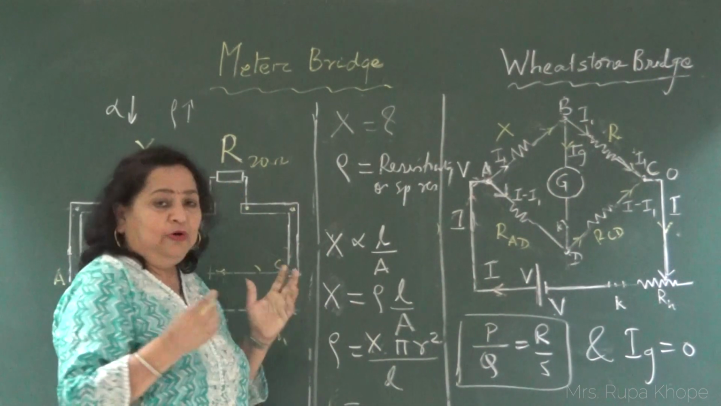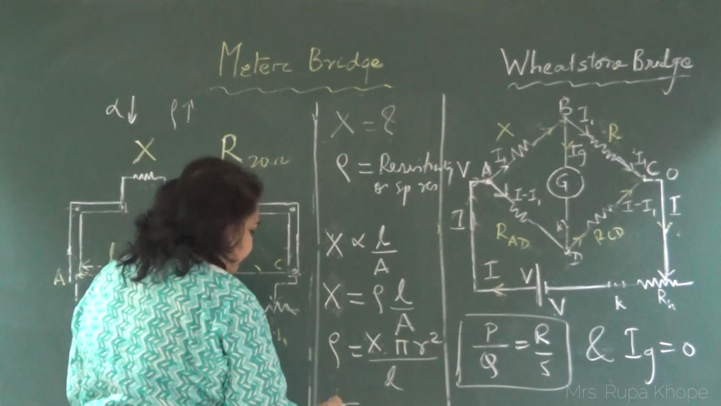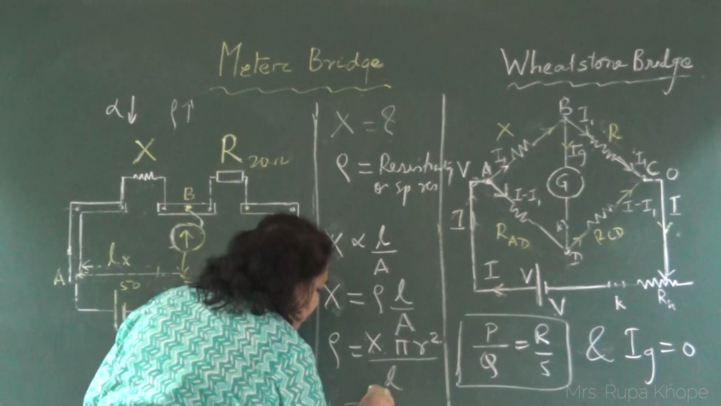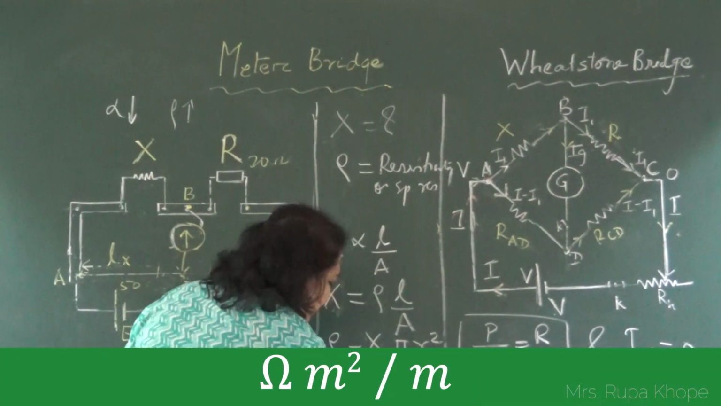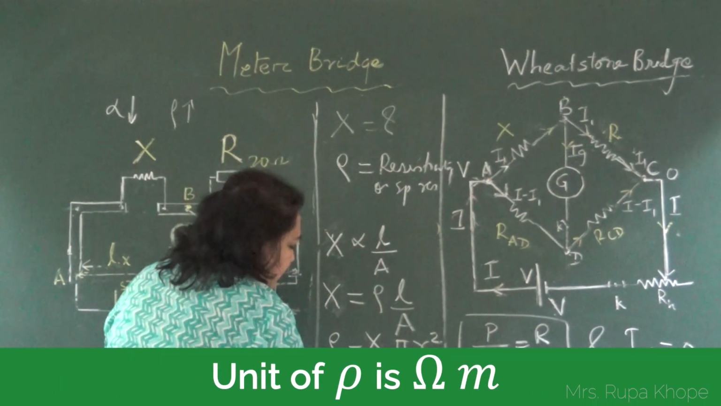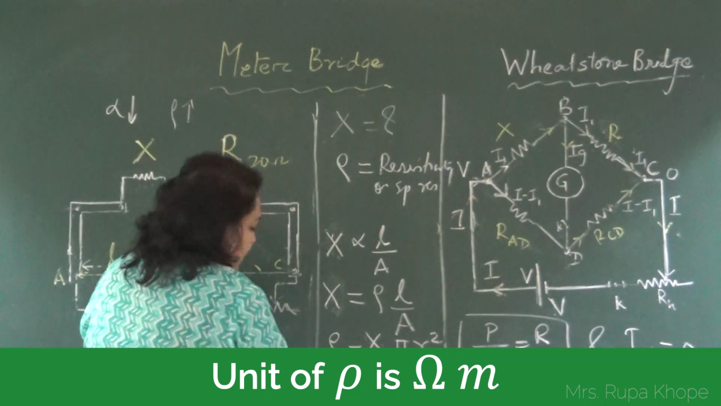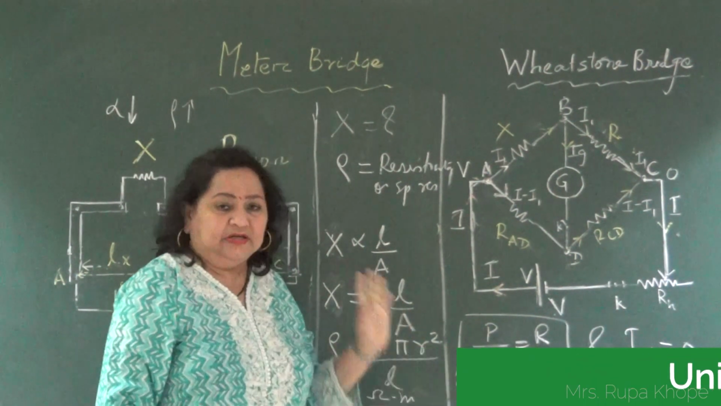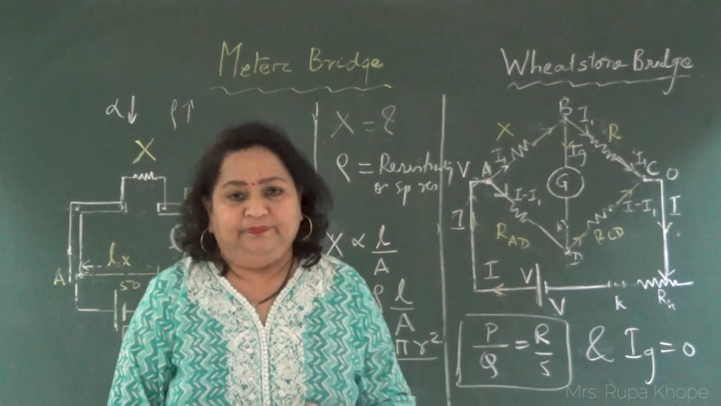Now we need to know what the unit is. The unit we can easily find out. X is in ohm, pi r square is in meter square, area, and length is in meter. So 1 meter will get cancelled and we get the unit as ohm meter. So whatever value you get, the unit is ohm meter. So this is the experiment we have to do.